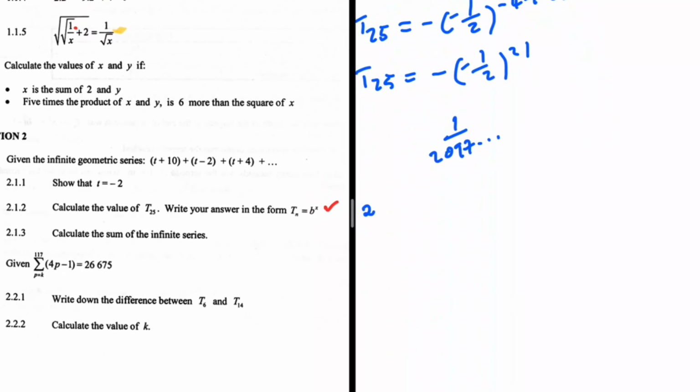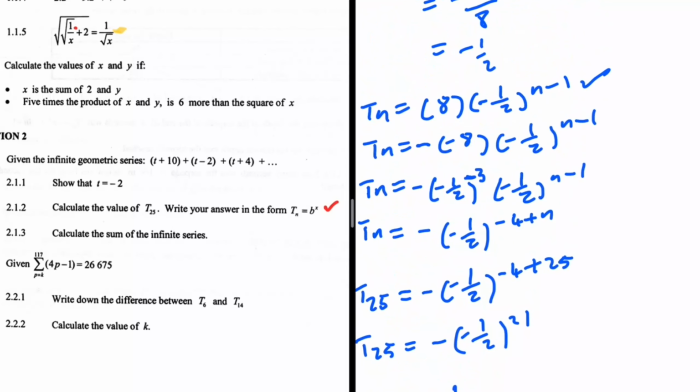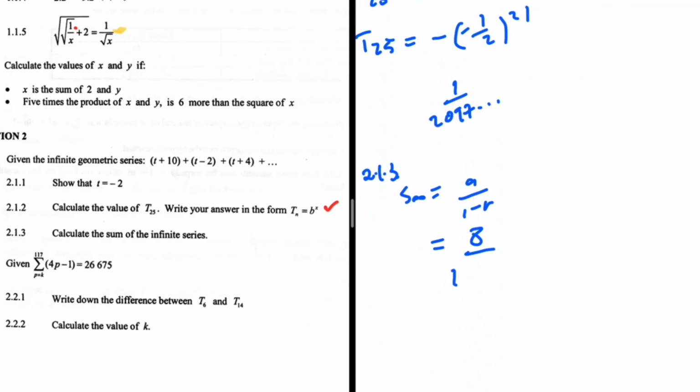That is 2.1.2. 2.1.3, calculate the sum of the infinite series. Infinite. So S infinity is equal to A divided by 1 minus R. A is 8, if I remember correctly. Yes, and R is minus 1 over 2. So S infinity, let's see, 8 divided by 1 plus 1 over 2. That is 16 over 3. So 16 over 3 seems to be the sum to infinity. That is 2.1.3. Let's take a look at 2.2.